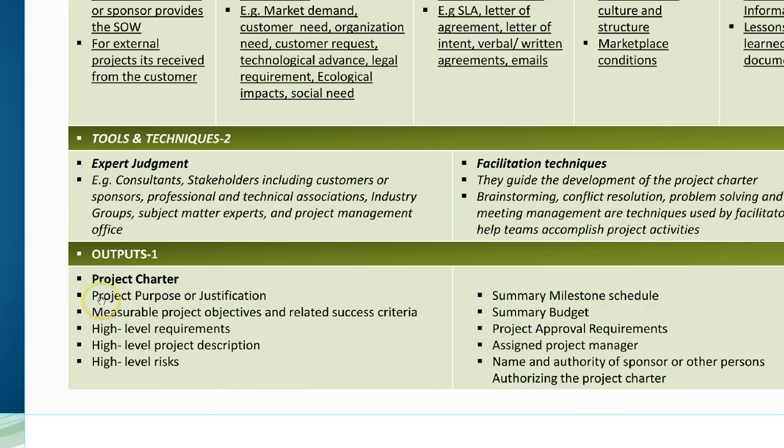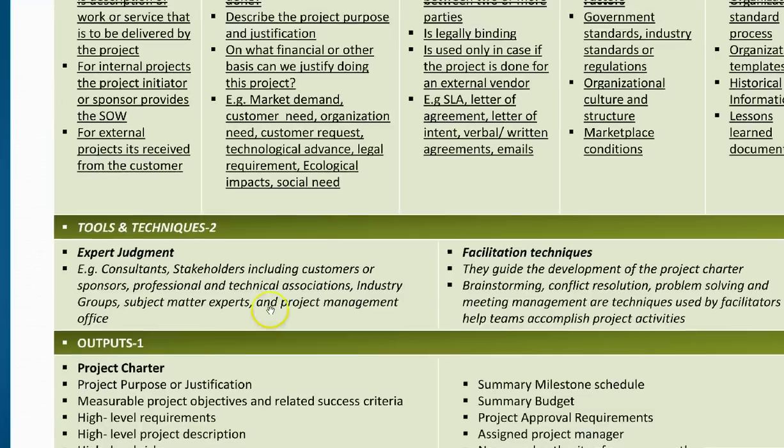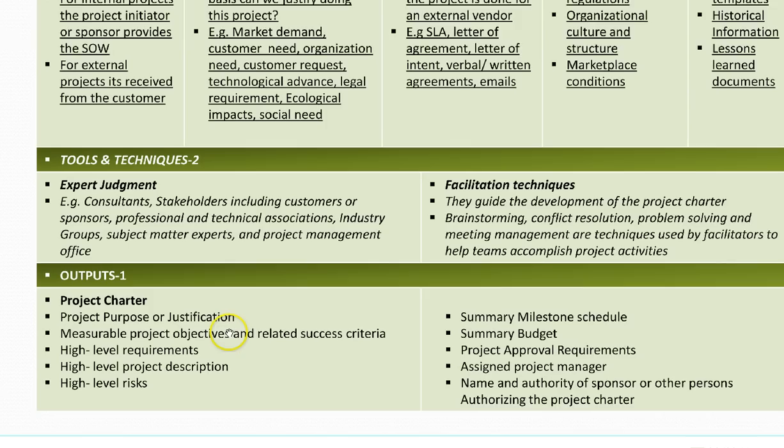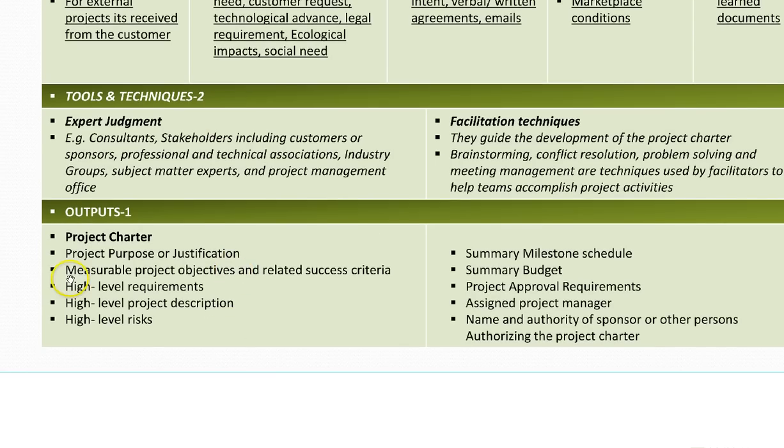It has the project purpose or justification. And where did that come from? It came from the business case. It has measurable project objectives and related success criteria. It has high level requirements. That is important, see, high level. It has a high level project description of what we are going to have in the project. What is the project all about? So everyone in the team knows what this project is about.